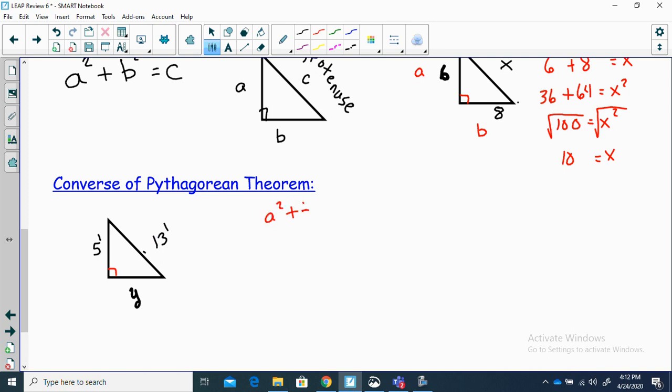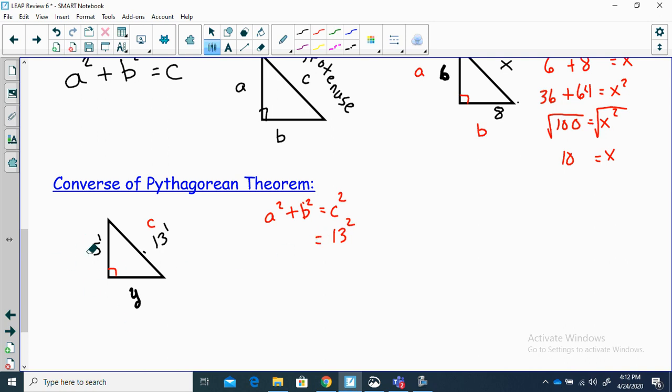A squared plus B squared equals C squared, because we know we can find a side length in a right triangle using Pythagorean theorem. C is always across from the right angle, so our C is going to be this 13 feet. Let's substitute 13 in place of C. So we're going to substitute it in. That's C squared.